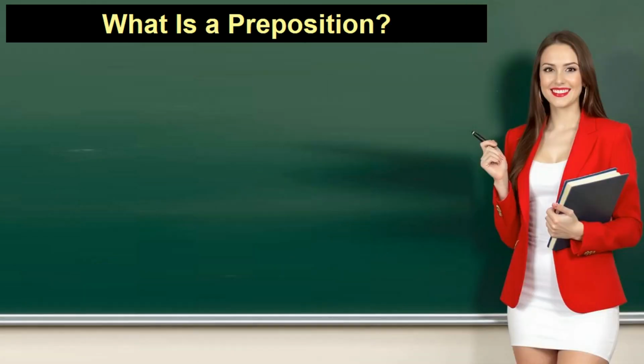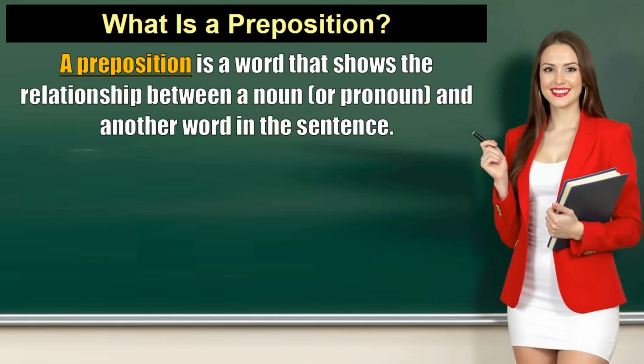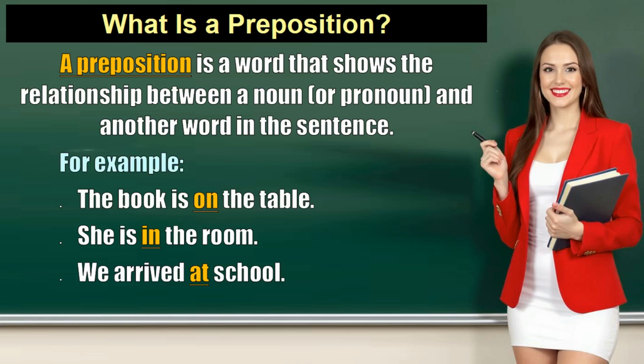First of all, what is a preposition? A preposition is a word that shows the relationship between a noun or pronoun and another word in the sentence. For example, the book is on the table. She is in the room. We arrived at school. These are simple prepositions: in, on, at, by, for, from, etc. Easy, right? But English doesn't stop there.